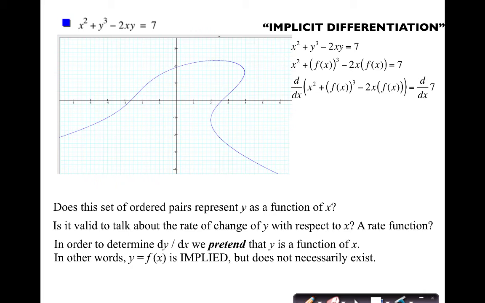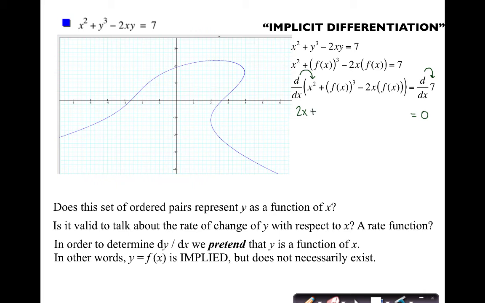But doing what you did before, the derivative of 7 with respect to x, just like the 5 we had in the last example, is 0. On this side, we have 3 terms. The first one's derivative is easy. What's the derivative of x squared with respect to x? Oh, it's 2x.